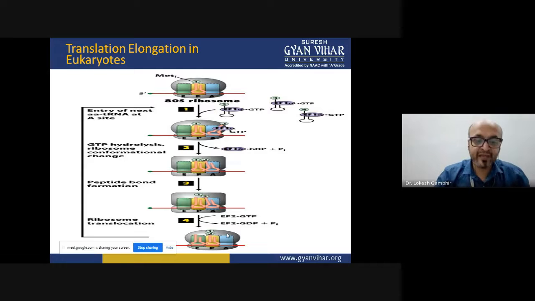Now suppose the mRNA is static and the ribosome shifts, and ultimately what happens? By shifting, the E site aligns itself to the cleaved tRNA, the P site aligns itself to the bound tRNA, the dipeptidyl tRNA, and the A site shifts to the right side to create a vacant space for the incoming third amino acid. And this is how the cycle continues.